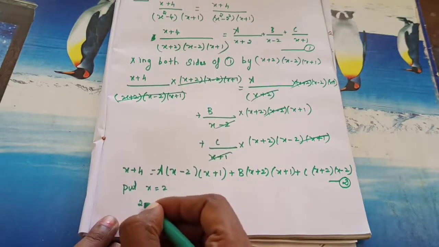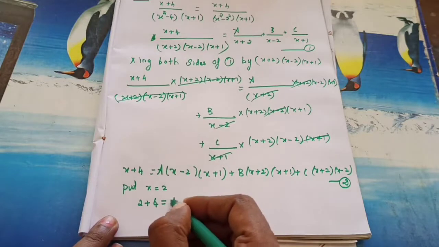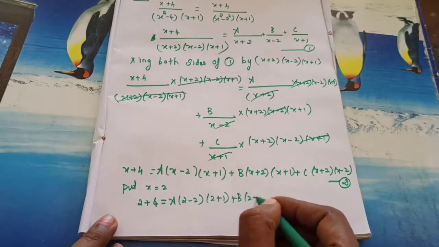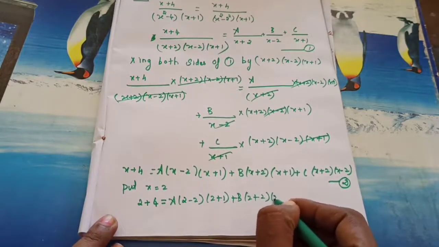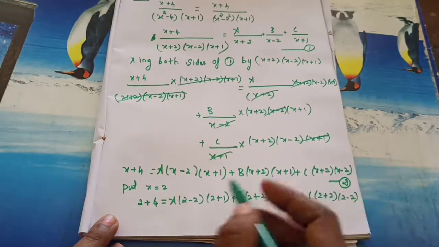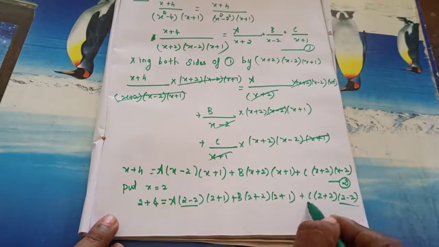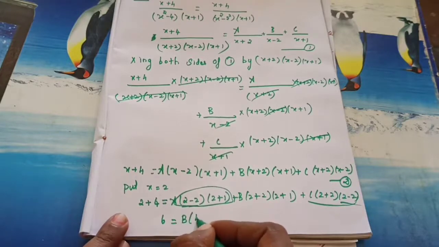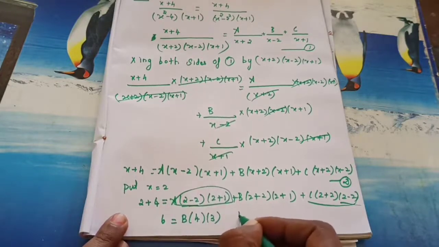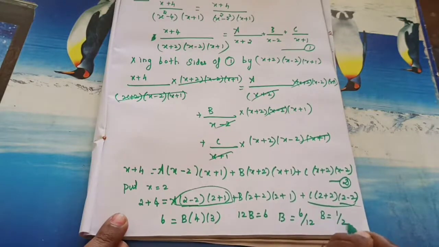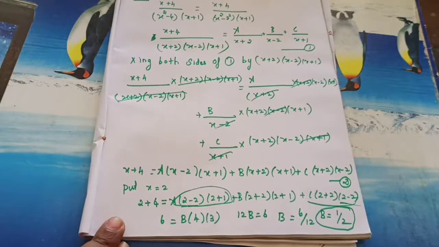Put x equal to 2 first. So what will happen? 2 plus 4 is equal to a into (2 minus 2)(2 plus 1) plus b into (2 plus 2)(2 plus 1) plus c into (2 plus 2)(2 minus 2). Keep it in mind, children, this one will become 0, this whole term will become 0, correct? So what will happen? 6 is equal to b into 4 into 3. 4 3s are 12, is it right? So 12b is equal to 6. So b equal to 6 by 12. So b is equal to 1 by 2. Now you got the answer as b equal to 1 by 2.